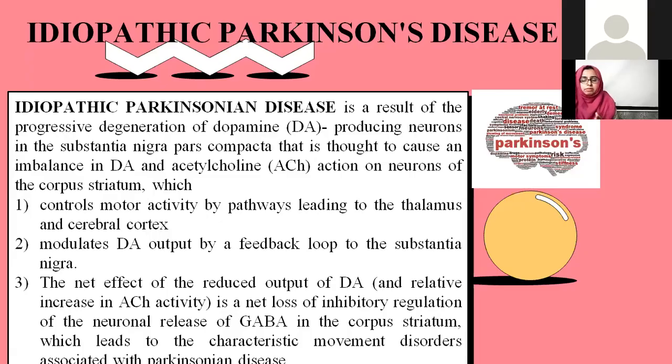Okay, so our primary focus today is on idiopathic Parkinson disease, which is basically a result of progressive degeneration of dopamine-producing neurons in the substantia nigra, thought to cause an imbalance in dopamine and acetylcholine action on neurons of the corpus striatum. So there is an imbalance between dopamine and acetylcholine. As a result, motor activity control will be disturbed, and it also modulates dopaminergic output by a feedback loop. The net effect is a reduced output of dopamine, please remember it, and a relative increase in acetylcholine activity.